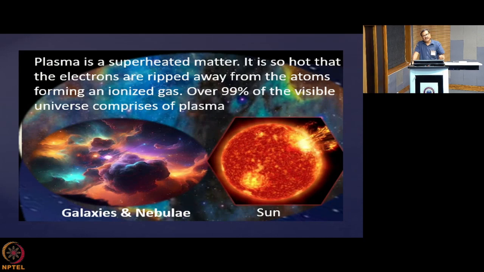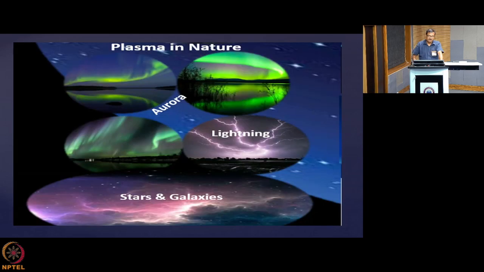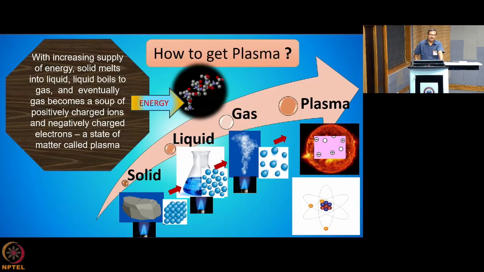As I told you, plasma covers more than 99% of the visible universe. These are some examples. This galaxy is a nebula. Our sun is a beautiful example of plasma. Also in nature, other areas like aurora, lightning, and of course stars and galaxies, are all in plasma states.